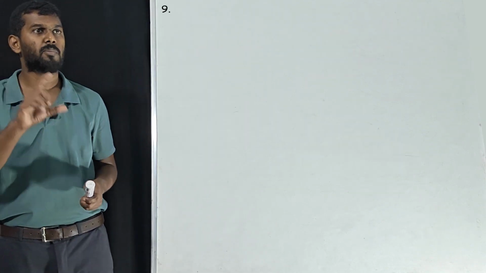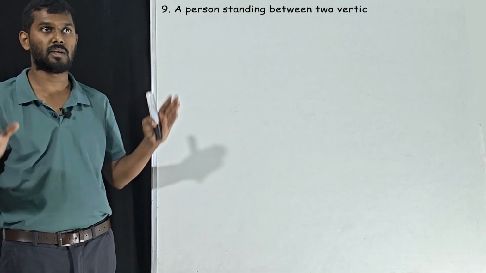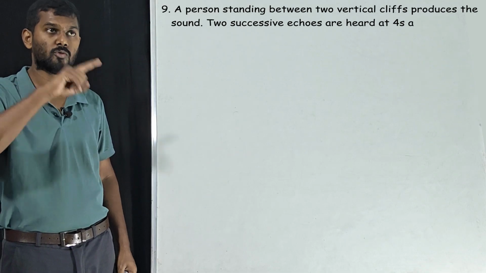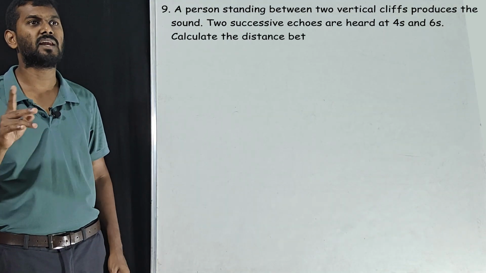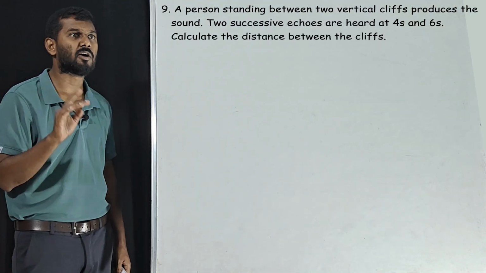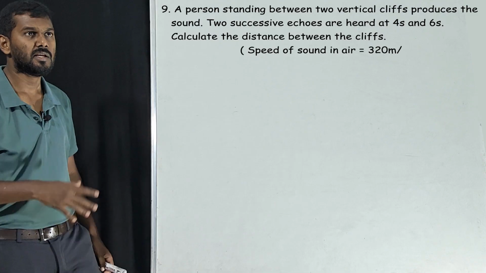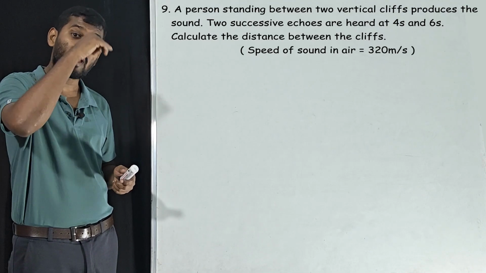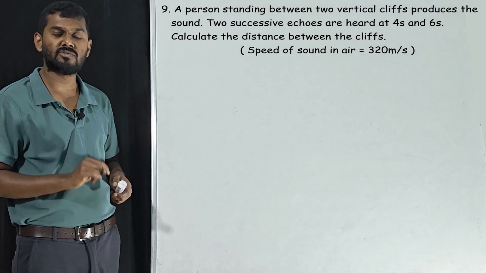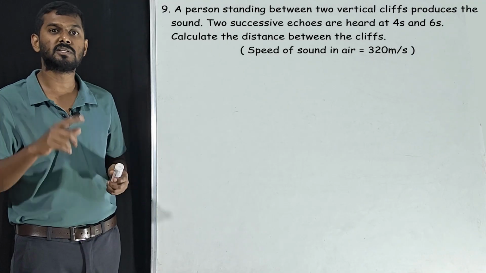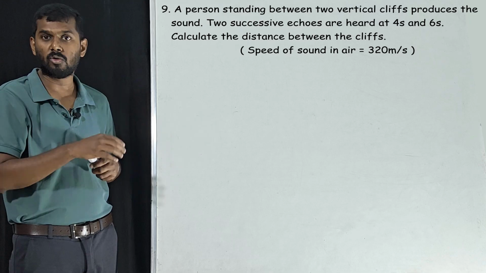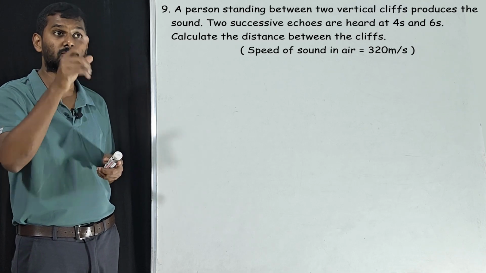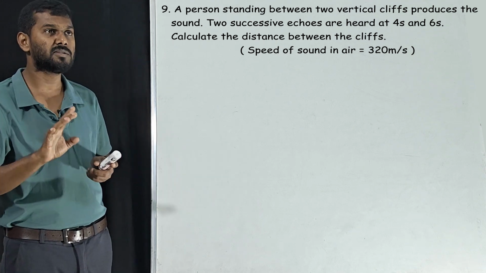Our next question: a person standing between two vertical cliffs producing a sound, two successive echoes are heard after 4 seconds and 6 seconds. Calculate the distance between the cliffs. Speed of sound in air is 320 meter per second. See, for these kind of questions, diagram is not required, but if you can draw the diagram, it is easy for us to calculate the answer, because in the board exam, when it comes to echo related problems, most of the time they will give you diagrams. That's why drawing the diagram is very much important.